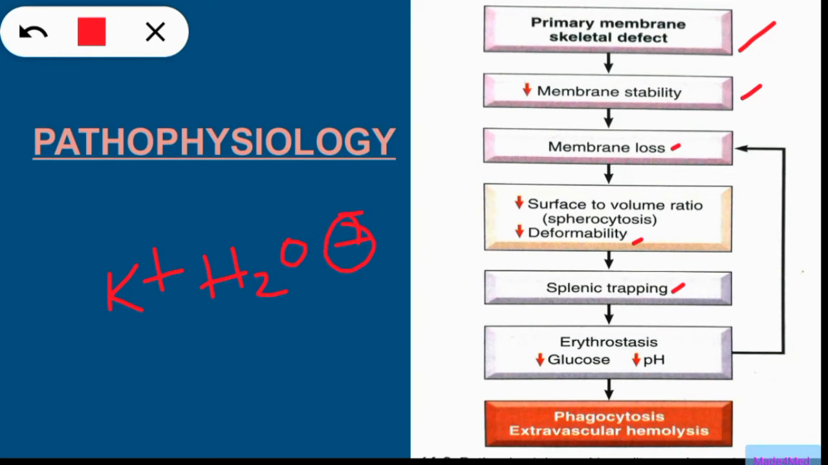Also, when it is exposed to the prolonged splenic environment, it is called erythrostasis, which causes it to lose glucose and a reduction in its pH. This leads to phagocytosis of these RBCs in the spleen by the macrophages, which we know from the previous video is called extravascular hemolysis. Hemolysis caused by the macrophages is called extravascular hemolysis.